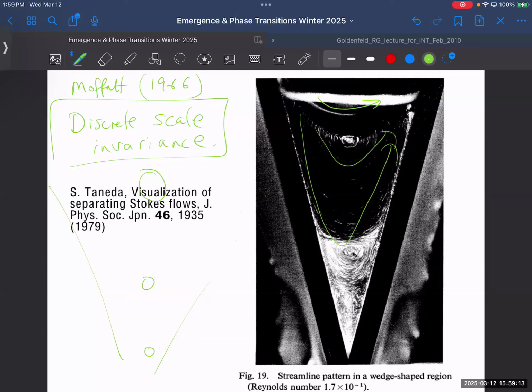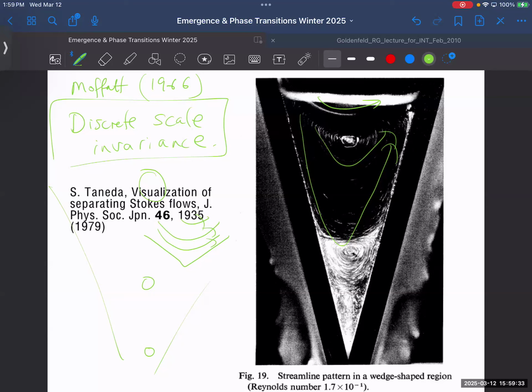So this is what happens in this flow here. As I change the angle of this wedge, eventually what happens is these vortices go away. If the angle of the wedge was very big like this, the flow would just be going in and out like this, just like you would expect. But when the wedge gets very, very narrow, then you get these vortices.